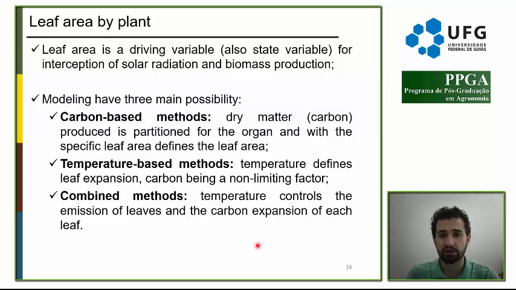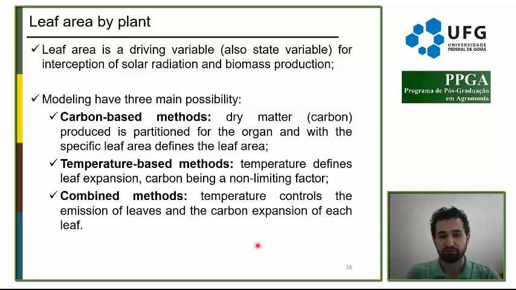In the carbon-based methods, the dry matter, the carbon that is produced by simulation, is partitioned to the organs and, with the specific leaf area, defines the leaf area. So in the model, we have this partitioning of the carbon to leaf, and using how much area I can produce per gram of carbon, we define leaf area by plant.